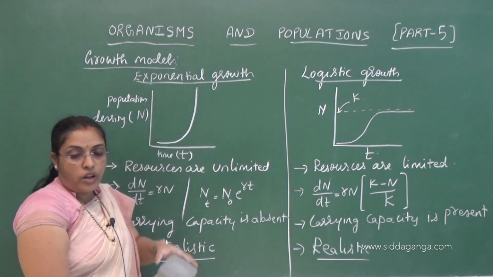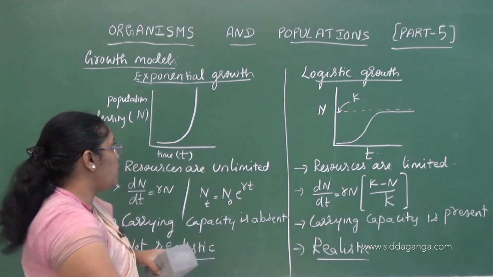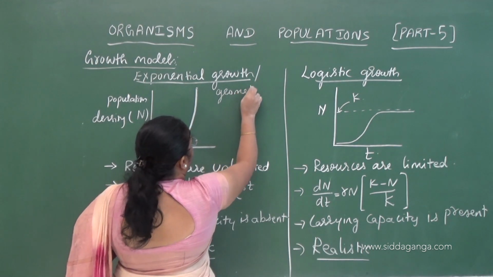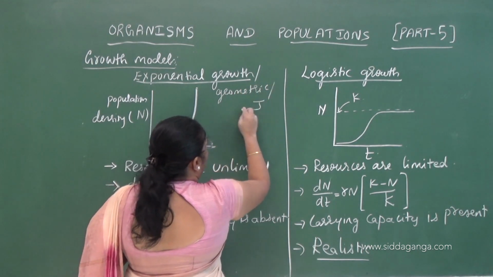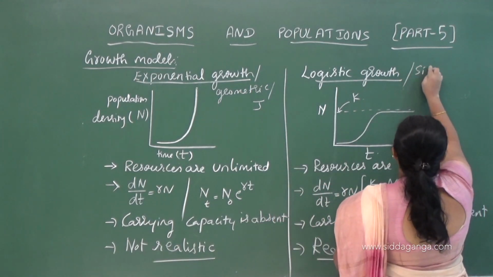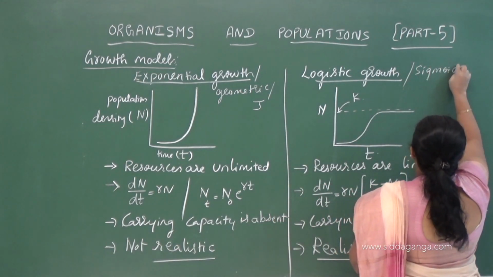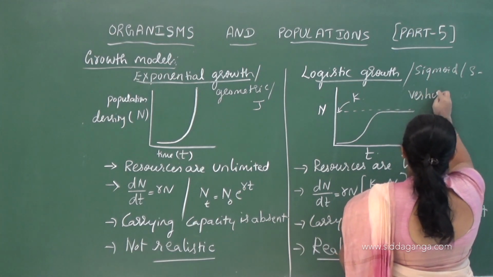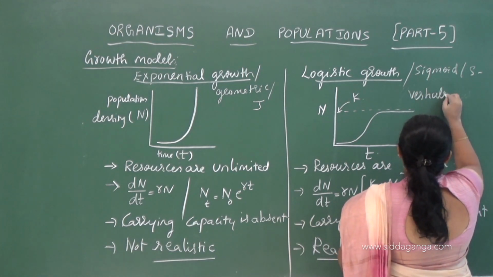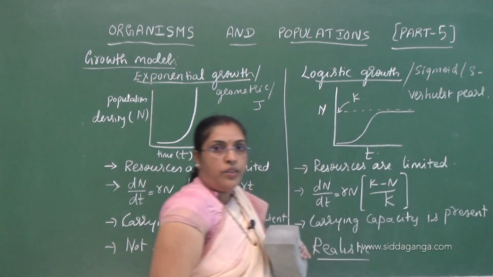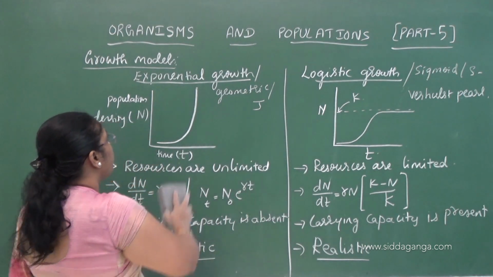Exponential is also called geometric or J-shaped. Logistic is also called sigmoid or S-shaped or Verhulst-Pearl logistic growth curve. This is the difference between these two.